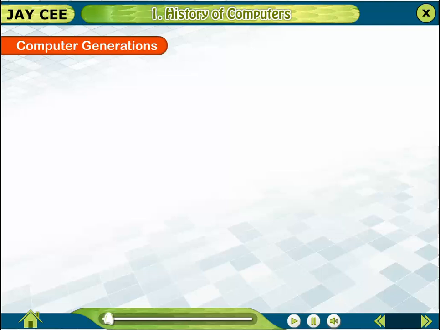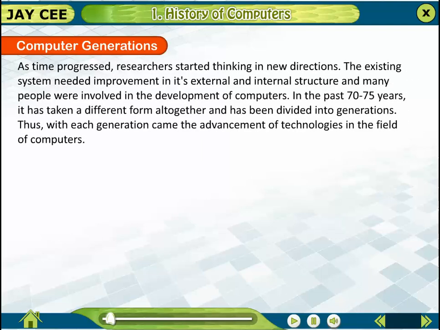Computer generations. As time progressed, researchers started thinking in new directions. The existing system needed improvement in its external and internal structure, and many people were involved in the development of computers. In the past 70 to 75 years, it has taken a different form altogether and has been divided into generations. Thus, with each generation came the advancement of technologies in the field of computers.